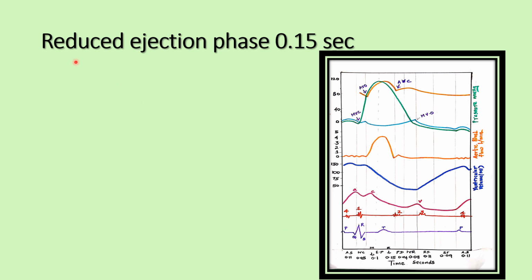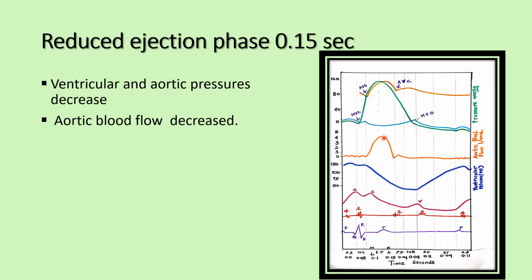The reduced ejection phase duration is 0.15 second. In the reduced ejection phase, ventricular and aortic pressure decrease, but the aortic pressure is more than the ventricular pressure. Aortic blood flow is greatly decreased in the reduced ejection phase. Ventricular volume is further decreased.